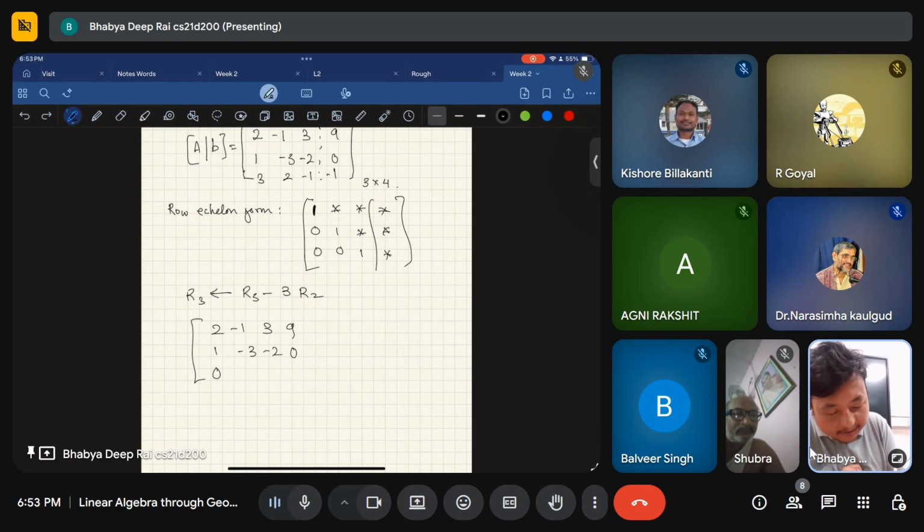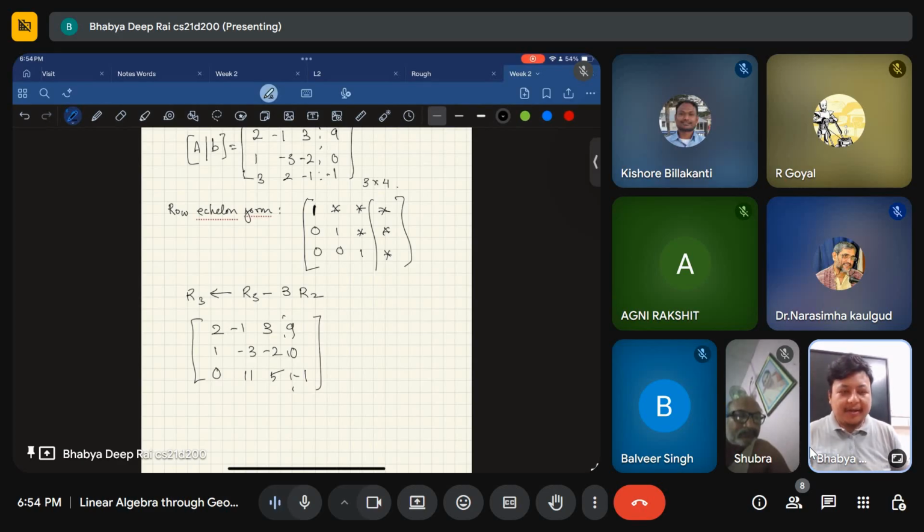And 2 minus 3 times 3, so that will be 2 plus 9, which is 11. And minus 1 minus 2 times 3, which is 6, so 6 minus 1 is 5. Then I need to apply it for this also: minus 1 minus 3 times 0 is minus 1.